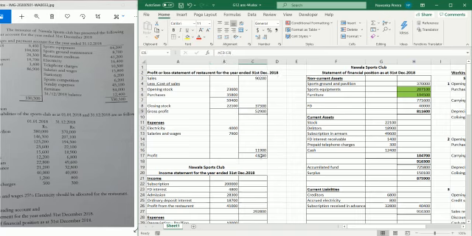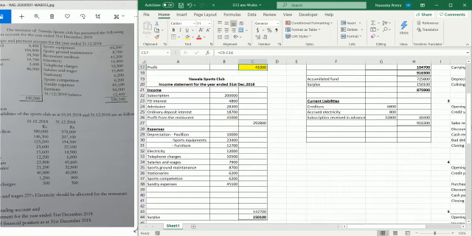Now as you can see, you all have made a profit of 41,200, and this has to be taken to the income statement. Here I have recorded under income. If the external activity has made a loss, that has to be recorded under expenses. If it is a profit, it has to be recorded under income.